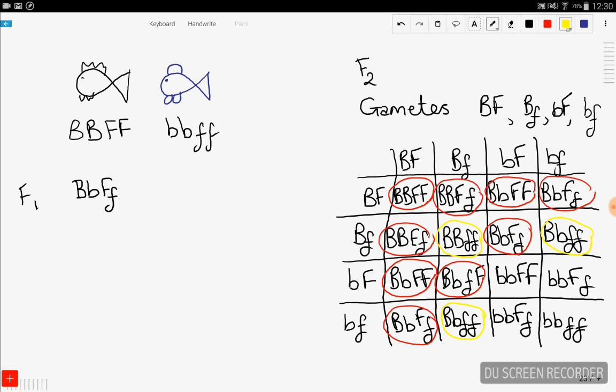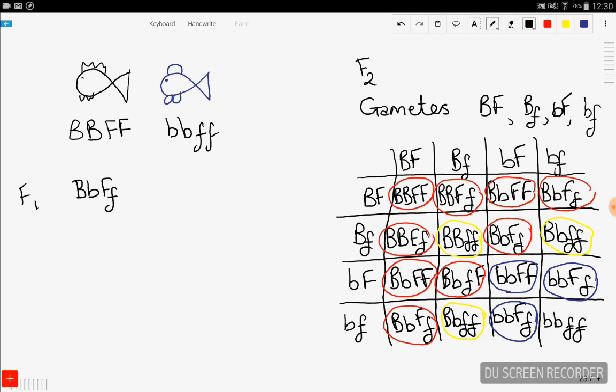And now I'm going to change my colour again. Now I'm going to look for those that just have a capital F. So let's circle those now. So there, 2 lowercase b's and at least one capital F, and at least one capital F. Which leaves us with one on its own.